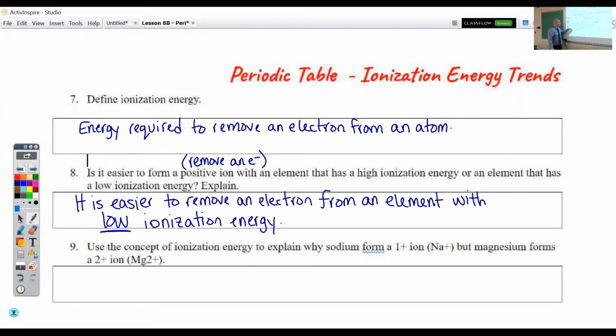Okay, number 9 says, use the concept of ionization energy to explain why sodium forms a +1 ion, but magnesium forms a +2. Now, this goes back to something that we learned in our atom builder when we were putting together protons, neutrons, and electrons, because this is based on the number of valence electrons, electrons that are in the outermost energy level. So sodium has 1 electron in its outermost level.